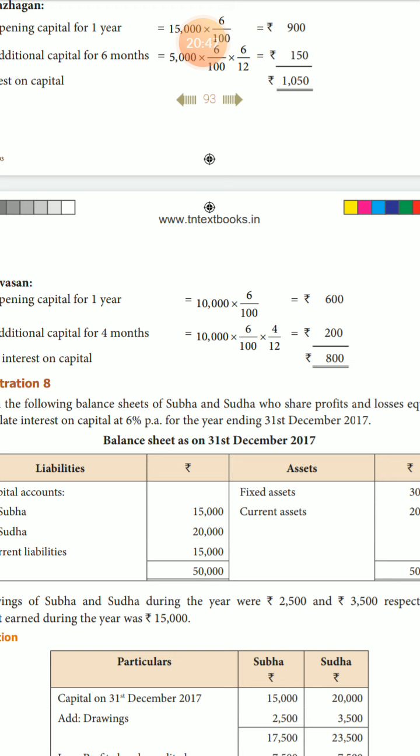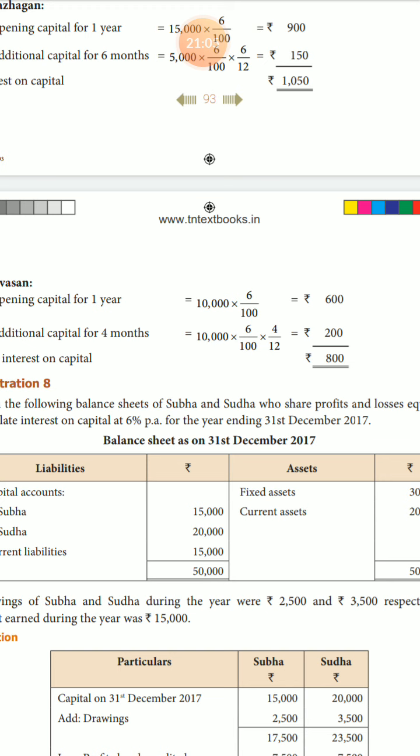The opening capital interest is 600, the additional capital interest is 200. Totally 800 rupees. This is a 3 mark or 5 mark sum.